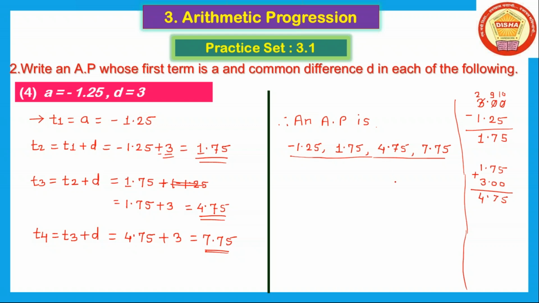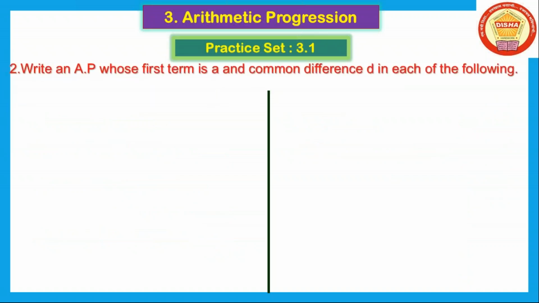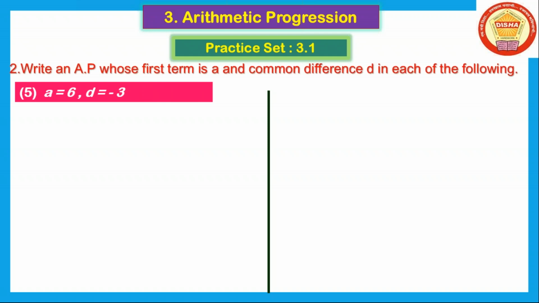All of you understood this? Then we are taking the next example. The question is the same but we are changing the numbers only. A is equal to 6 and D is equal to negative 3. The difference is negative. Okay. So as usual we write the first term. T1 is equal to A is equal to 6. Okay. T2 is equal to T1 plus D. T1 is 6 plus minus 3, means 6 minus 3 is equal to 3.